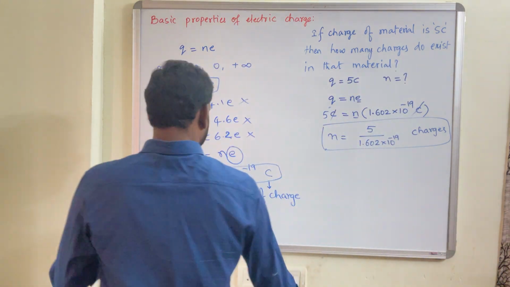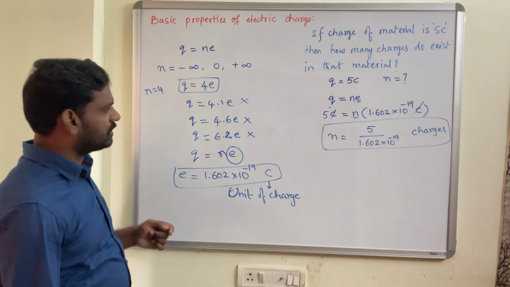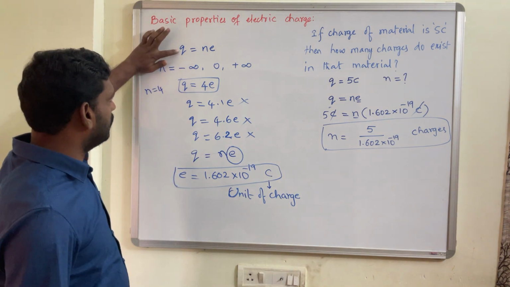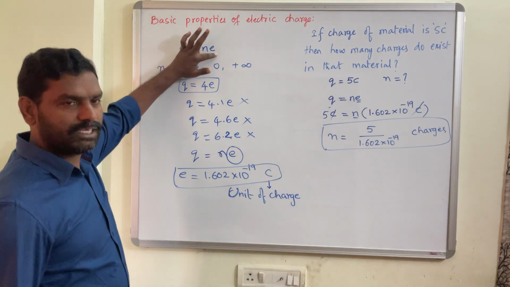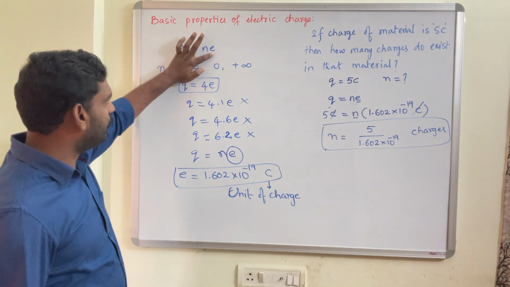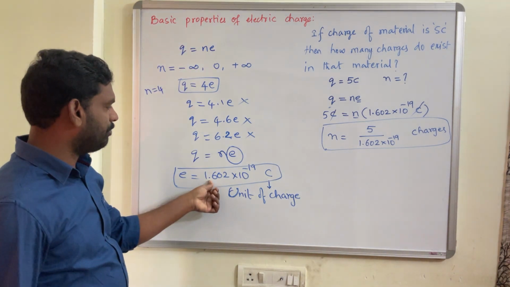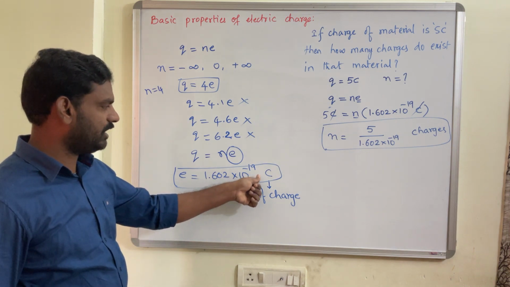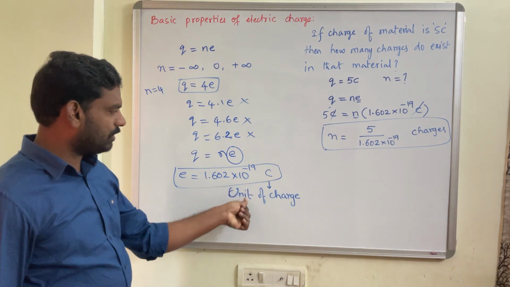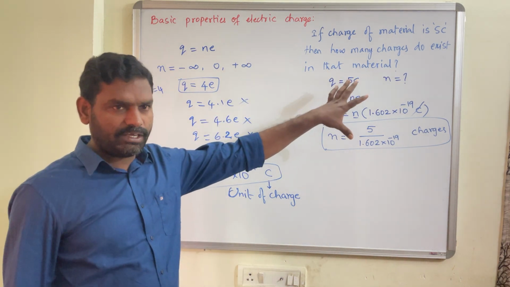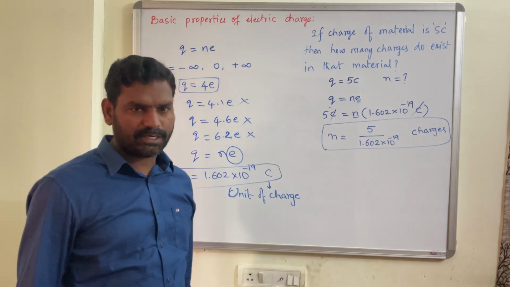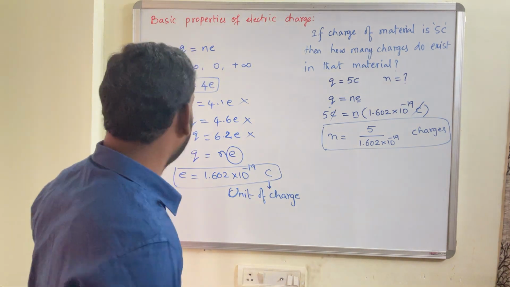Charge quantization is nothing but the charge of any material being equal to an integral multiple of the fundamental charge e. The value of the fundamental charge is 1.602 × 10^-19 coulombs. Coulomb is the unit of charge. I also explained one example to give a clear idea on the number of charges.